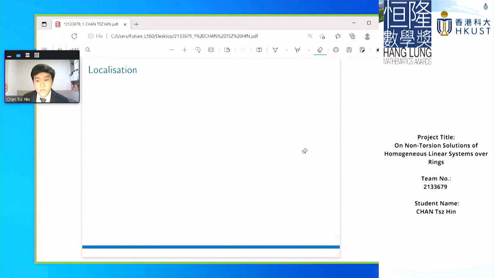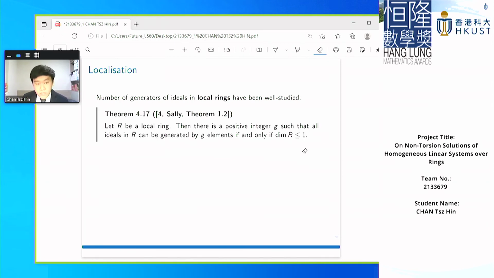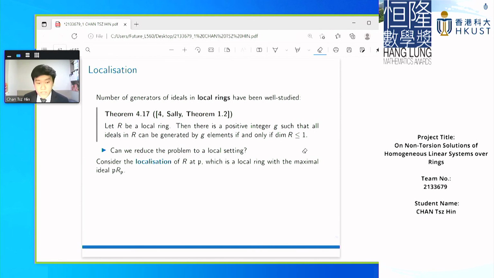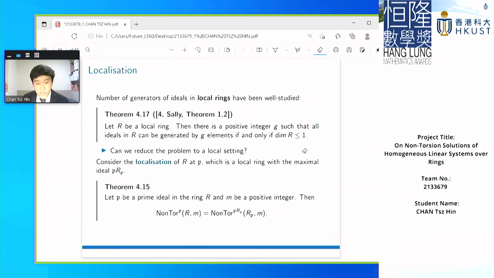But the number of generators of ideals in a general ring is often unpredictable. However, the number of generators of ideals in a local ring has been well studied. Namely, we have the following theorem, which says that if R is a local ring, then the number of generators of ideals is bounded in R if and only if the Krull dimension of R is less than or equal to 1. So we wonder, can we reduce the problem to a local setting? So we consider the localization of R instead, which is a local ring with the maximal ideal PR_P. And the key theorem is as follows. It means that non-tor(P, R^m) is preserved after taking localization.